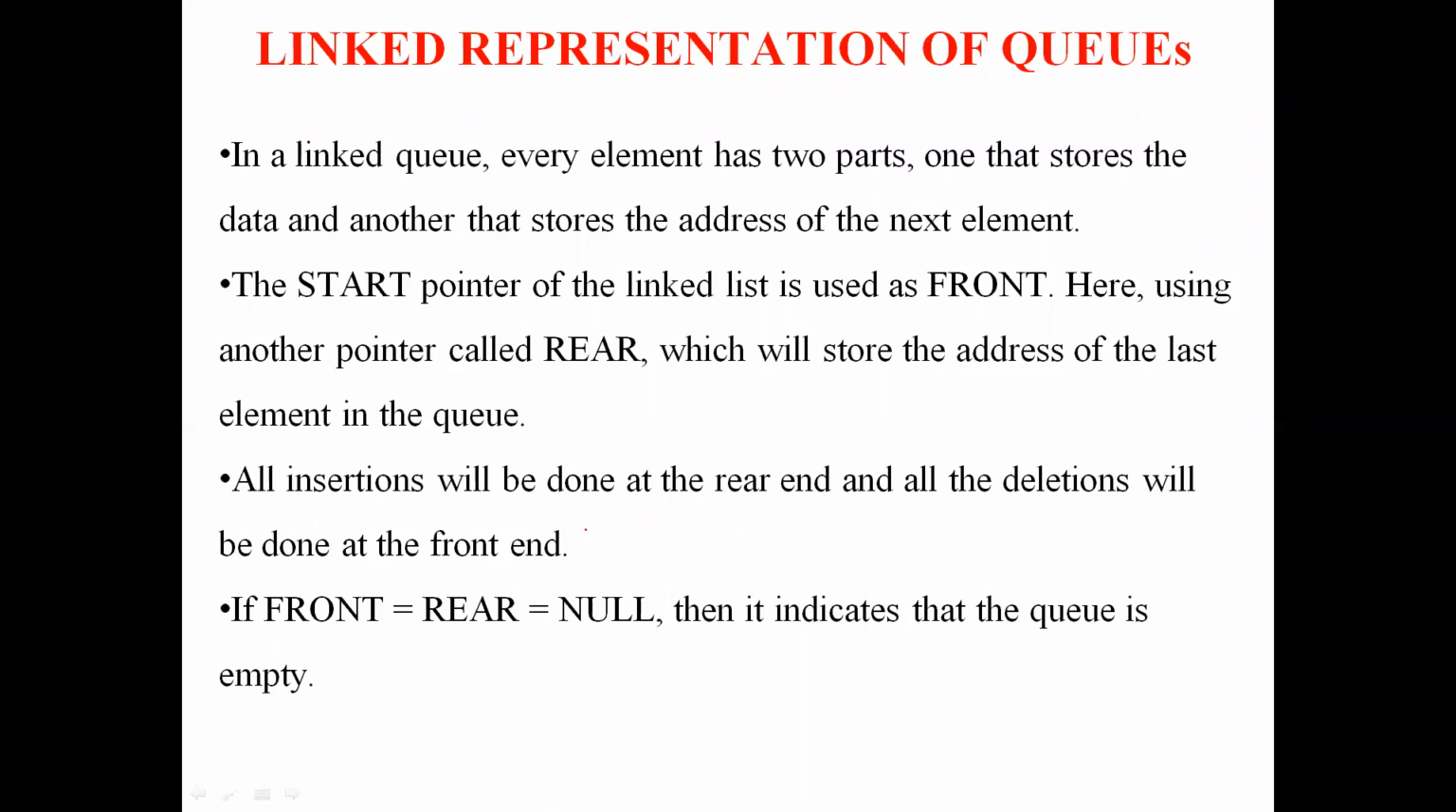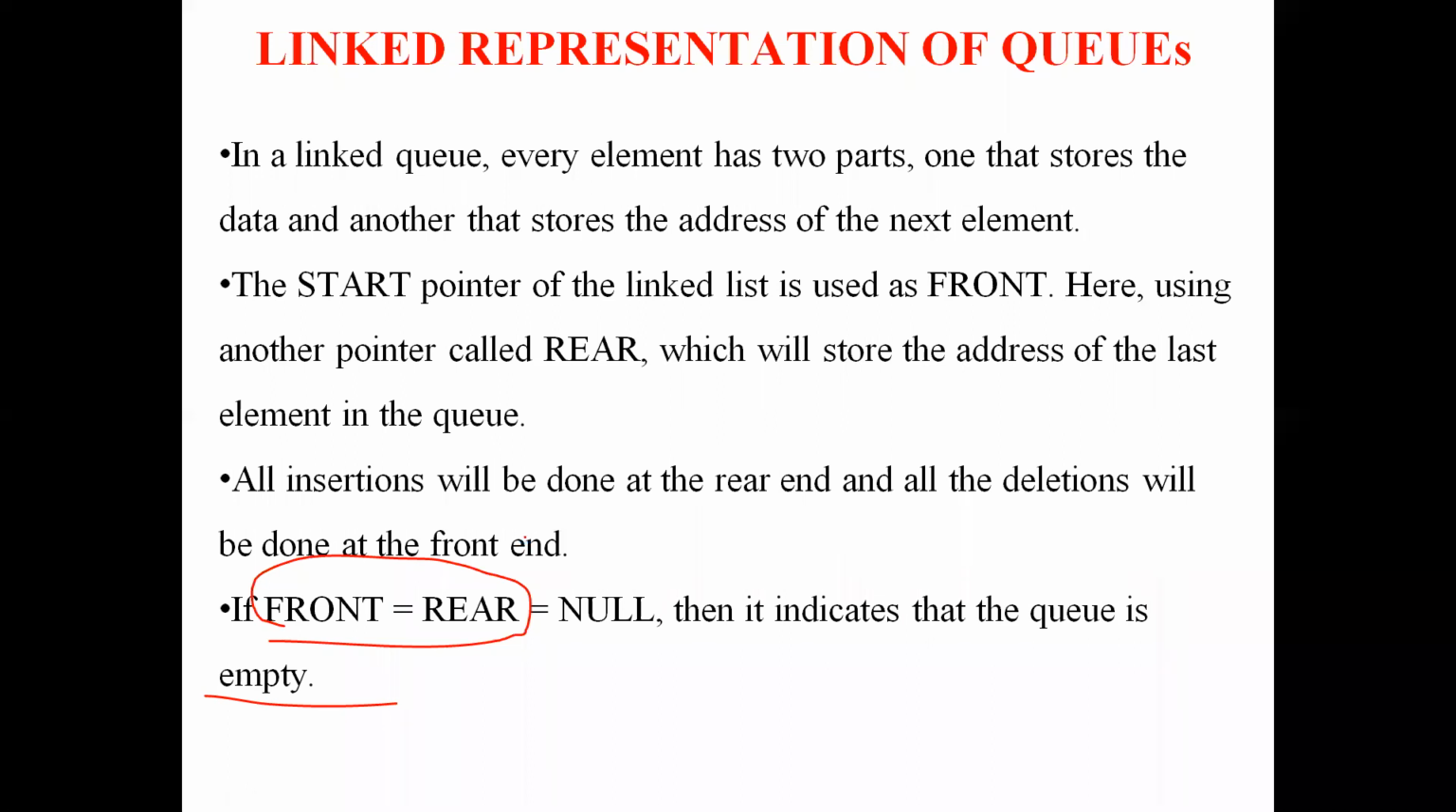If front equal to rear, and both front and rear are null, then it indicates that Q is empty. Just remember all the properties. You know that the insertion will be at the rear end, and the deletion will be at the front end. You will call NQ and DQ operations. NQ is inserting an element into the queue. DQ is deleting an element from the queue.